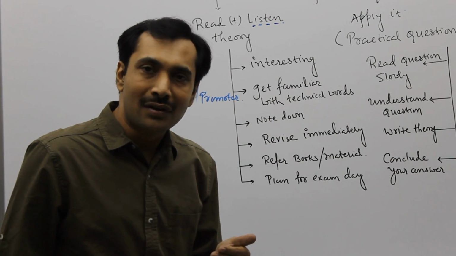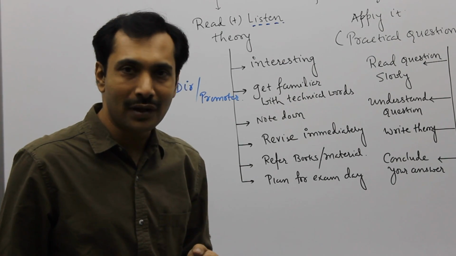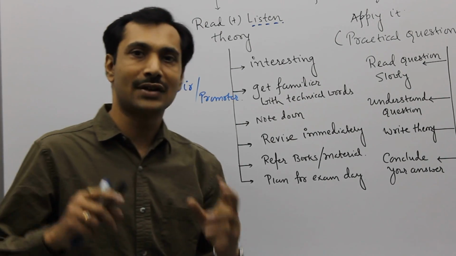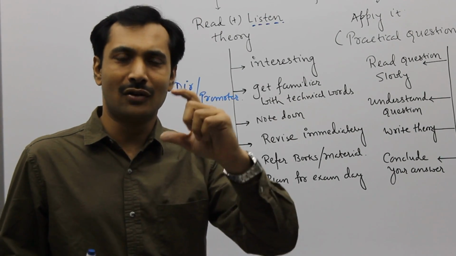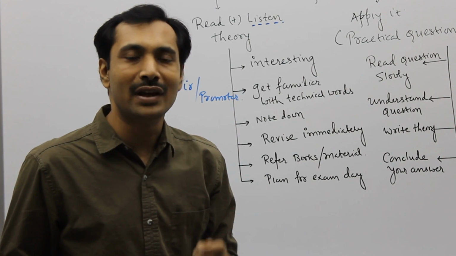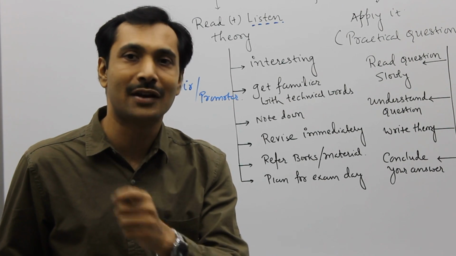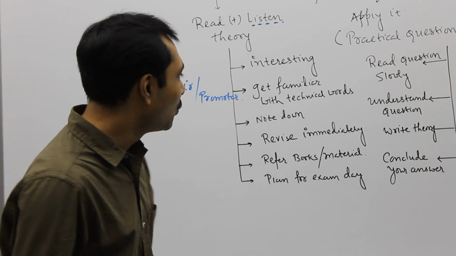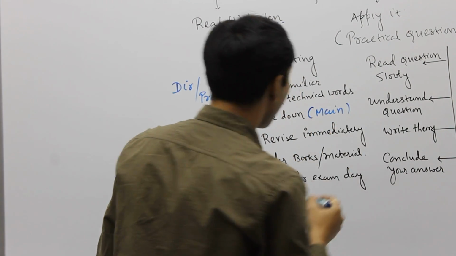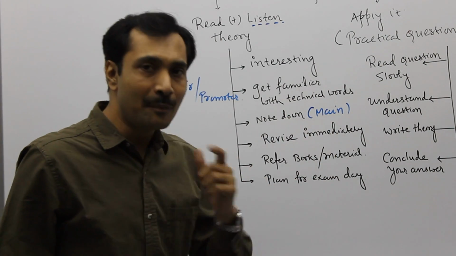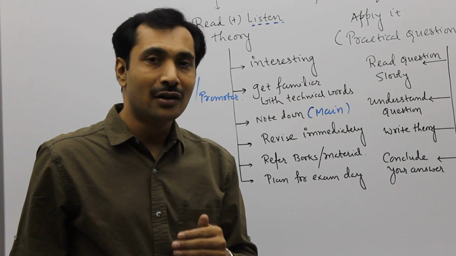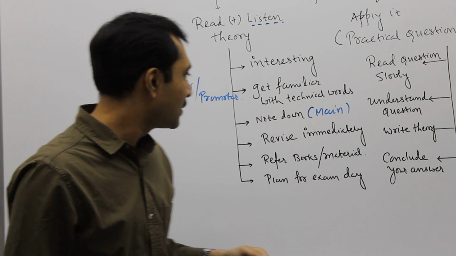At the time of reading the theory or listening to the theory, make a habit of noting down the points. Now you will ask me, sir, the subject is big, have you seen the volume? Yes, I have seen the volume. I am not asking you to write down each and every line with a comma, full stop and colon. I am just asking you to note down the main points. Only note down the main points. These main points will help you to revise the subject as and when you need it, when you are going through a shortage of time.